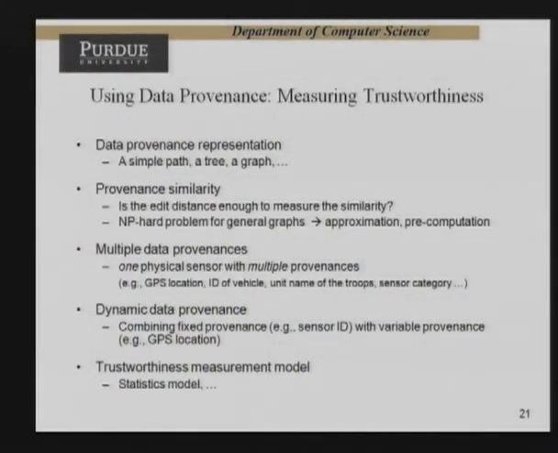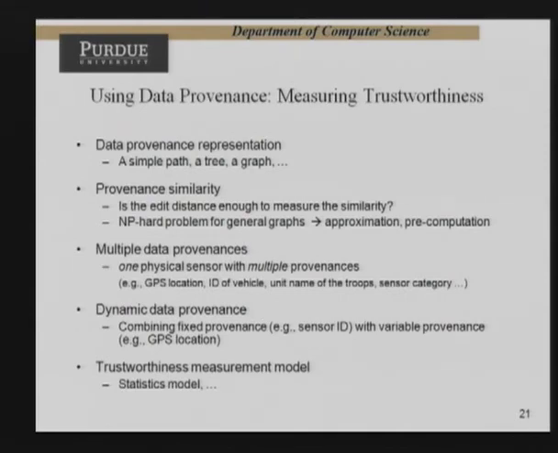And the first issue related with using data provenance is measuring trustworthiness. In our initial solutions, we use some statistical models, some principles and some observations to measure the trust scores. But there are many research issues related with this topic. The first one is data provenance representation. As I said, it can be a simple path, a tree or a graph. And if we also want to involve some operations, then it becomes more complex.